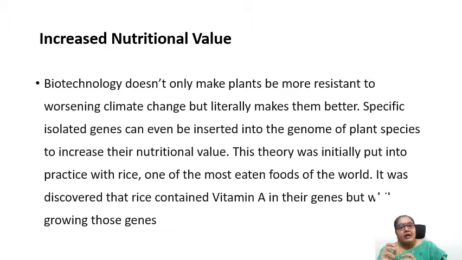Now they have discovered that by injecting a genome into this rice, vitamin A has been added into the genes. When these plants are grown, the rice has this extra vitamin A. We all know how vitamin A deficiency causes blindness, which created a lot of problems earlier. Now it can be corrected by bringing this nutritional value of vitamin A through the genes.